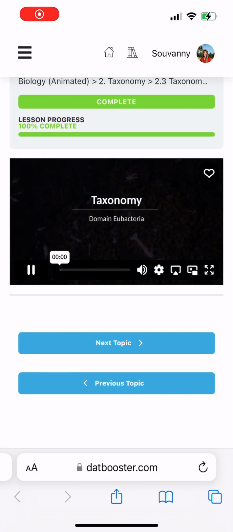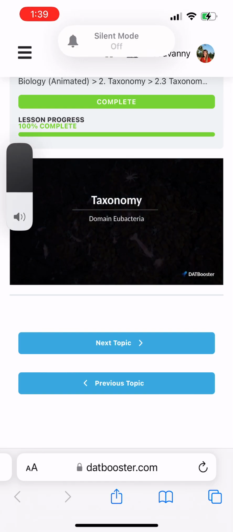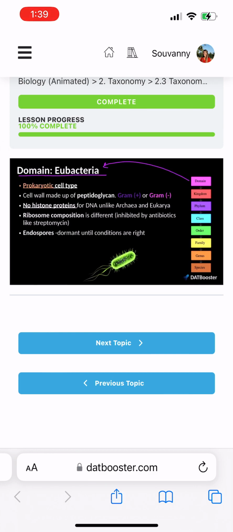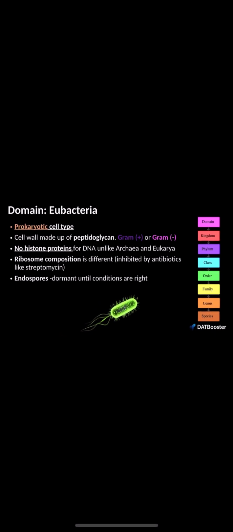Hey guys, in this video we're going to talk about the second domain of life, which is bacteria. Again, these are prokaryotic cells and they have peptidoglycan, unlike archaea, found within their cell wall. We can use the composition of peptidoglycan to characterize two main groups of bacteria, gram-positive and gram-negative bacteria, and we're going to look further into that in later slides.